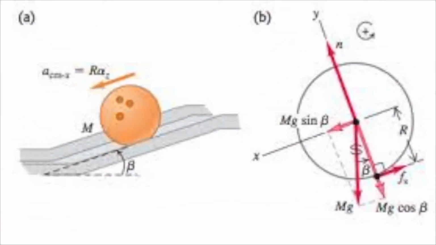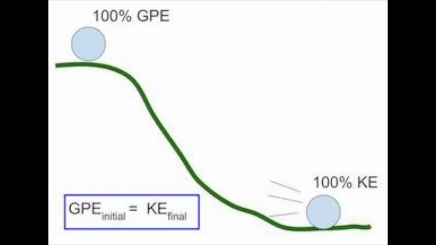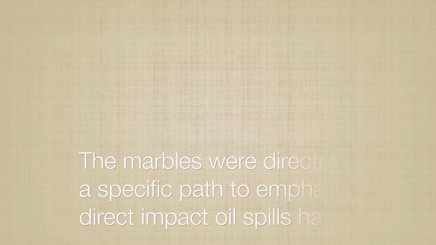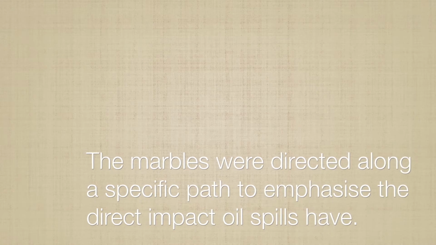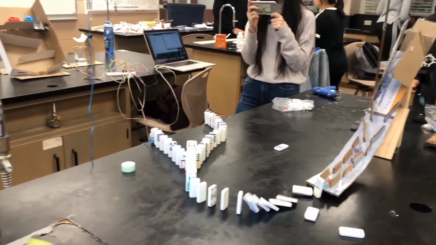The force of gravity causes the marbles to accelerate, in addition to the loss of gravitational potential energy and the increase in kinetic energy, which is gained with vertical distance. The marbles were directed along a particular path to symbolize the direct impact oil spills have on aquatic ecosystems. The marbles then tumble into the dominoes, causing a butterfly effect.